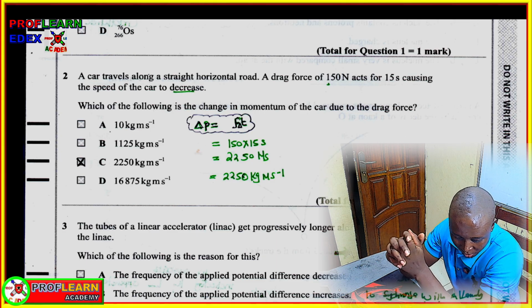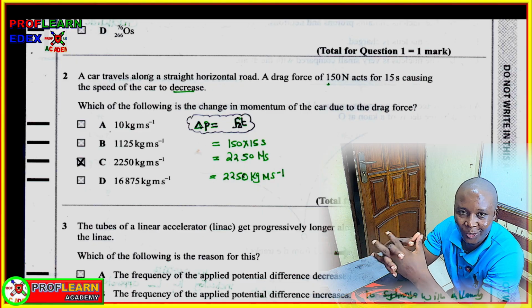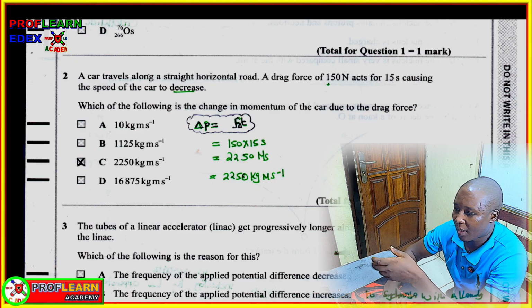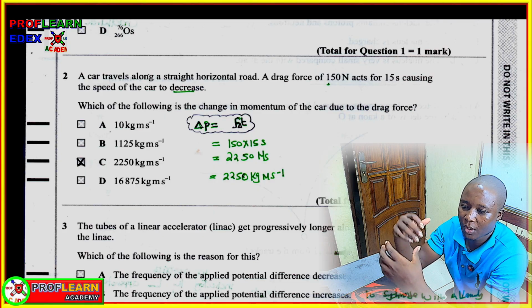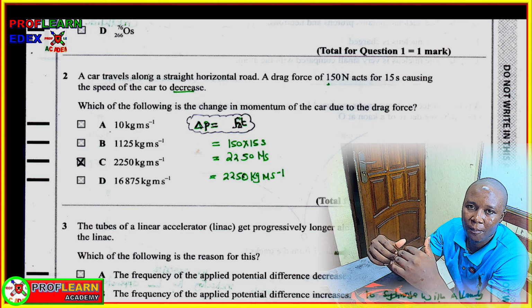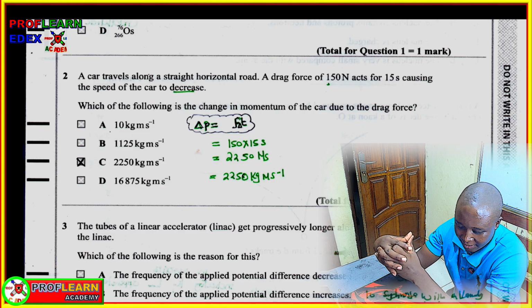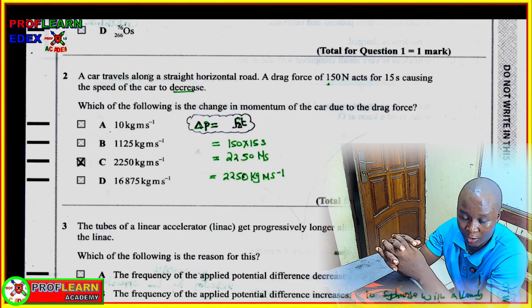Question 3 was talking about the linear accelerator, the LINAC, getting progressively longer along its length. Something that we need to understand is why does it continue to become longer and longer. Because this LINAC keeps on accelerating the particles, as the particles move from one tube to the next tube, the speed increases. So that is to ensure that the particles must spend the same time within a given tube.